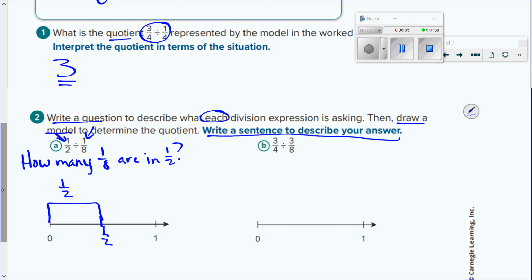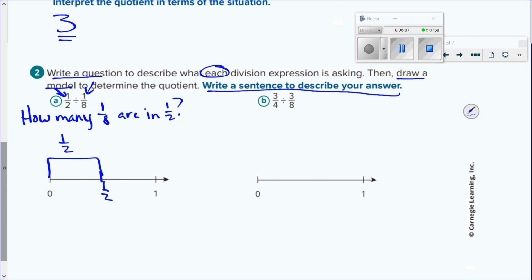Okay? So now as I start on the bottom side of the number line, I'm going to start counting by 1/8 until I get to 1/2. So I'm going to go 1/8, 2/8, or 1/4, if you simplified, 3/8, 4/8, which would simplify to 1/2. So how many 1/8s were there? We had 1, 2, 3, 4.